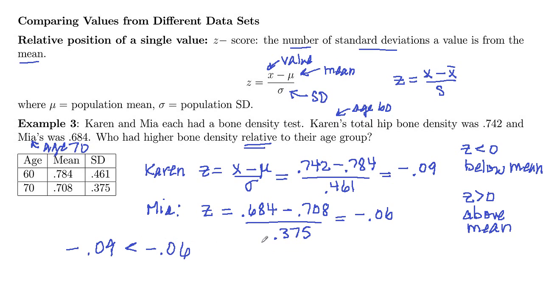It's more negative. So that means we're saying who has the higher bone density. So the negative 0.06 is higher, the negative 0.09 is smaller. This is Maya's bone density. So Maya has higher bone mass density for her age.